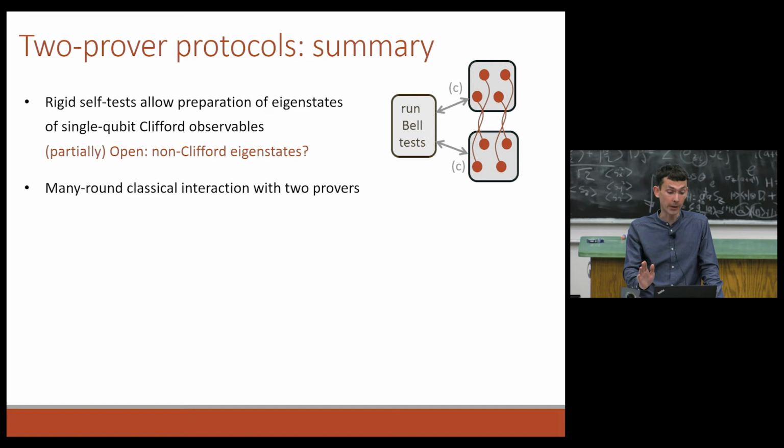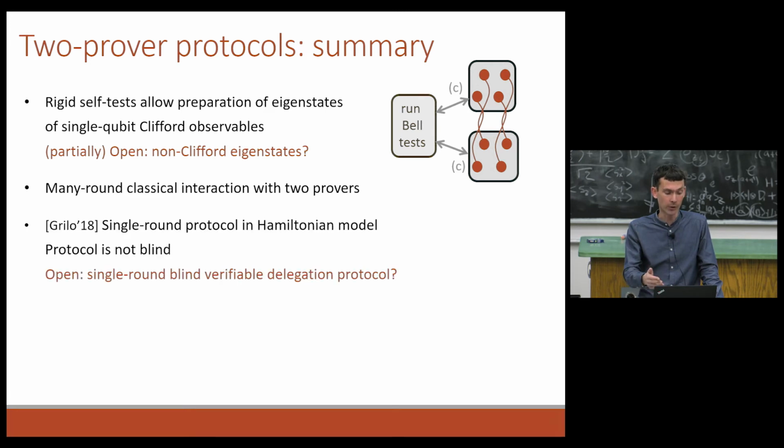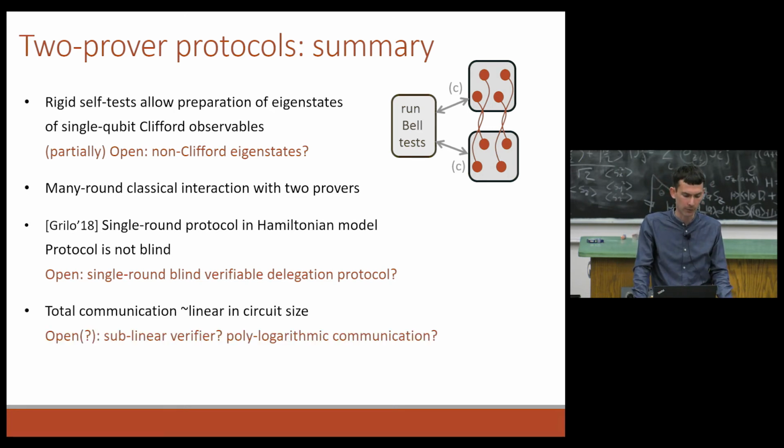The protocol that I described required many rounds of interaction. I went over this. There's a protocol by Grillo, but that protocol is in the Hamiltonian model, and it's not blind anymore. So we don't know if there's a protocol here that would be both blind and verifiable and involve a single round of interaction. And as soon as you have more than one round of interaction, it becomes very questionable because you could say they can talk to each other, and so, as I mentioned, you lose the blindness. So I think this is something that would be desirable to have.